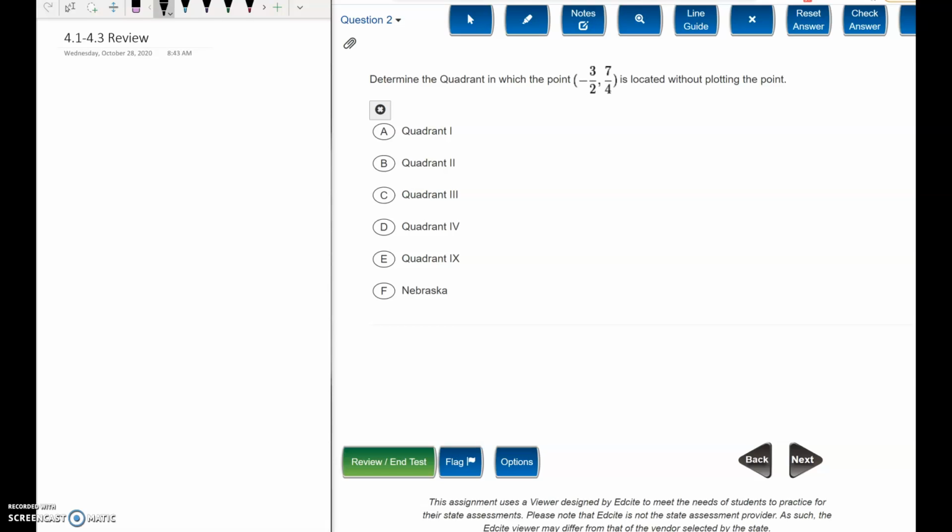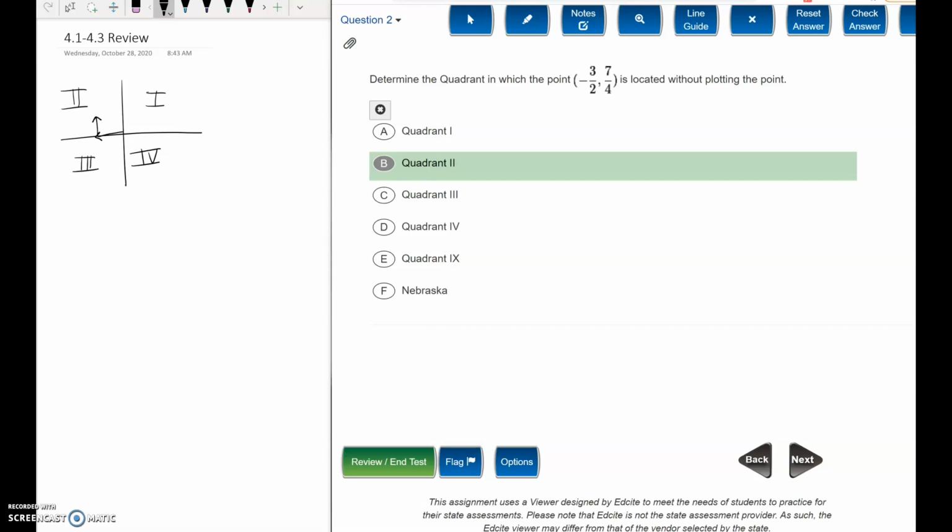Determine the quadrant in which the point -3/2, 7/4 is located without plotting the point. Now, just because it says that you can't plot the point doesn't mean that you can't sketch it out. I don't care what these numbers are. All I care is that it's negative, positive. So negative means I go this way, positive, up. That is this quadrant, which is quadrant 2. And there are some crazy answer choices here, like quadrant IX, that's quadrant 9, that doesn't exist.